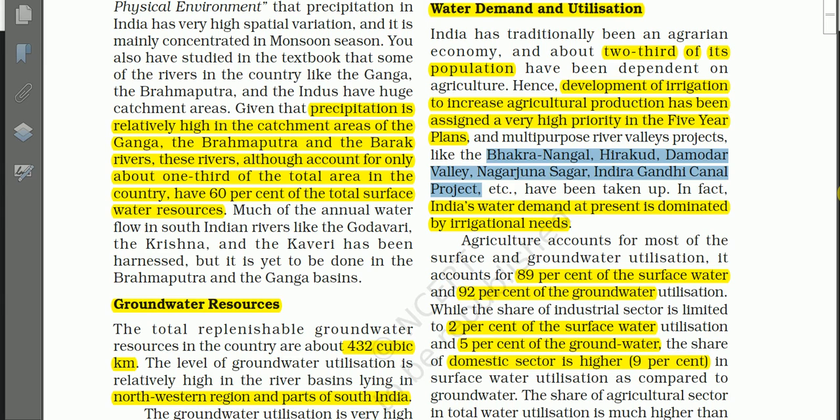In fact, India's water demand at present is dominated by irrigational needs. At present, India's water demand and water utilization is dominated by the irrigational needs. That means most of the volume of water is used for irrigation.